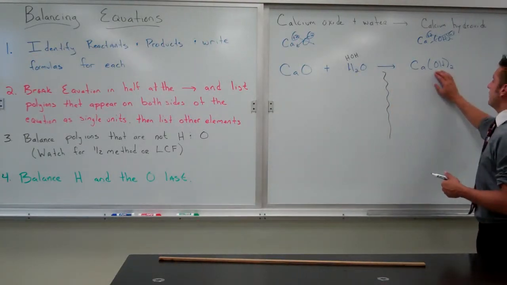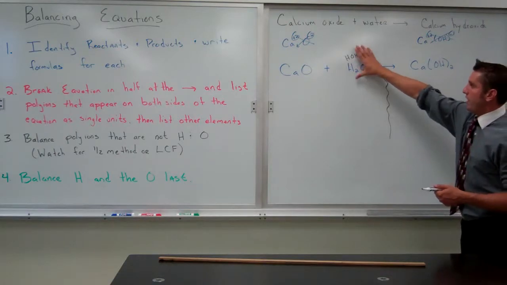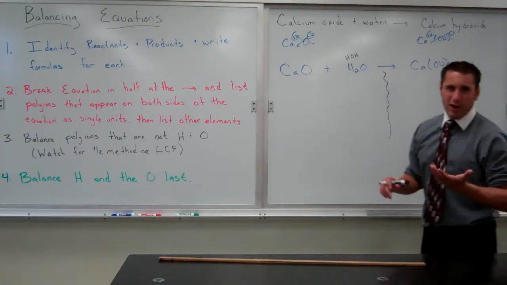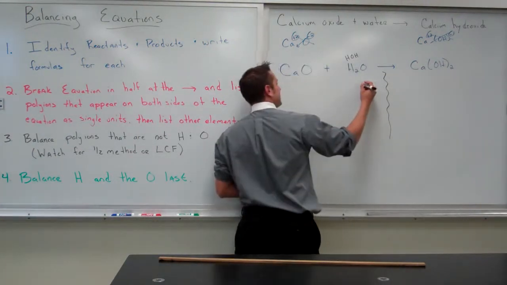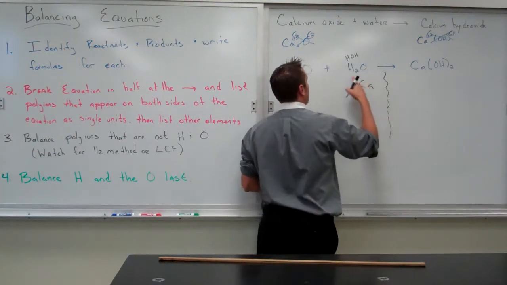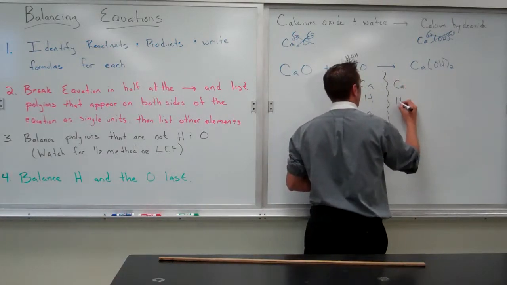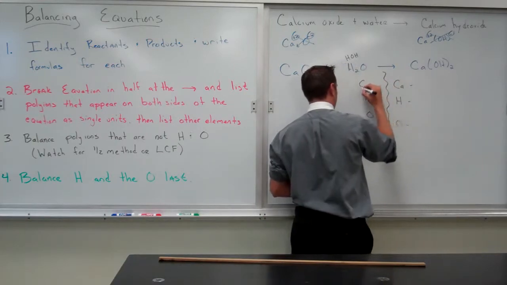But the catch is this: if I have OH on the right and I make this an OH, I have an H with nothing to counteract it over here. So I'm going to break them down into their elements. So I see Ca, H, and O, and here Ca, H, and O.